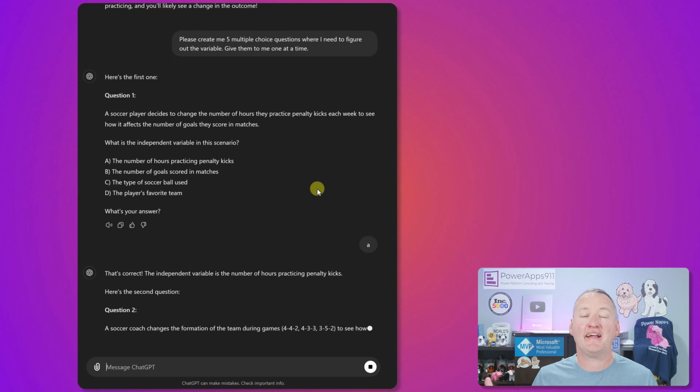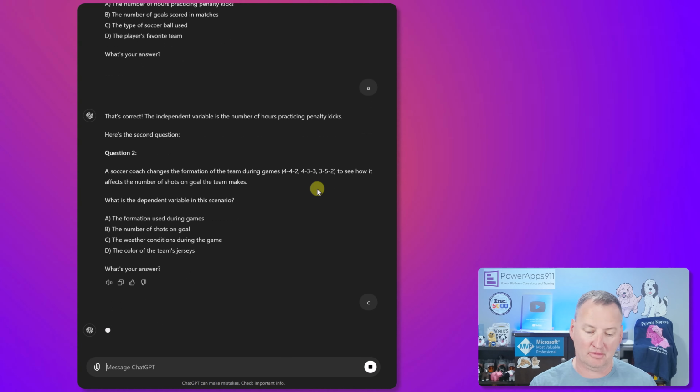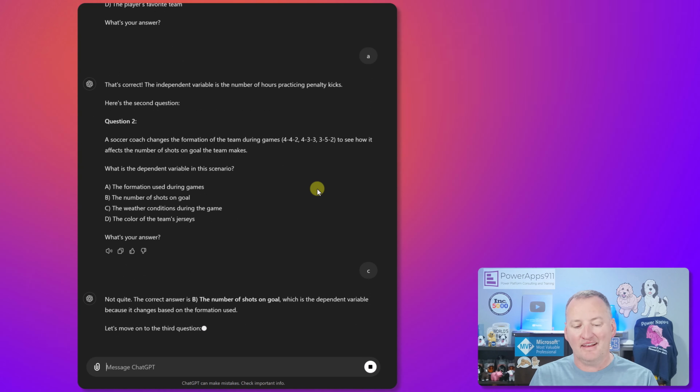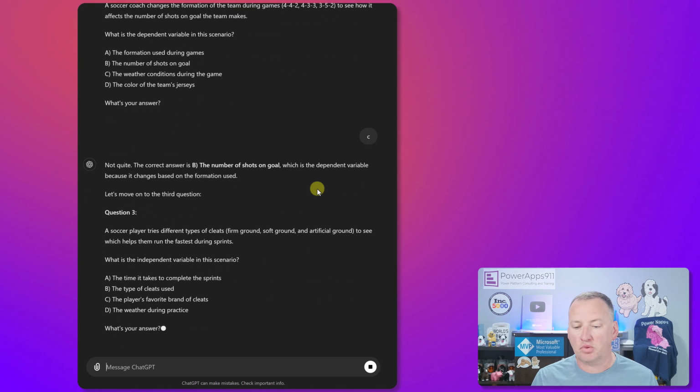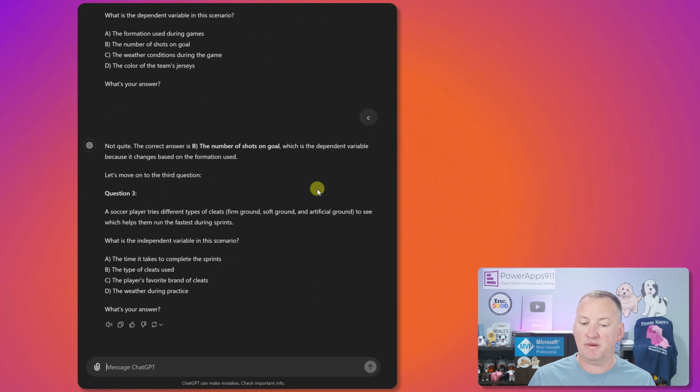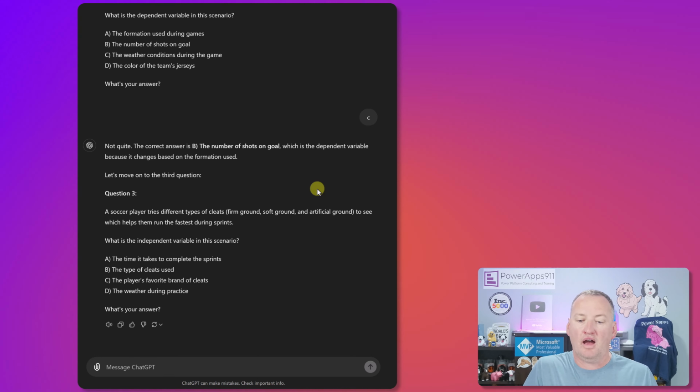Okay, so the next question here, we're going to see what the dependent variable is. And so let's get it wrong. Let's see what happens if I get it wrong. So we're going to say that the dependent variable is the weather conditions, which is not even up there. It's a really bad answer, but sometimes I make mistakes. Not quite. So you can see there, it says, hey, here's the correct answer, which is the dependent variable could change based on the formation used.